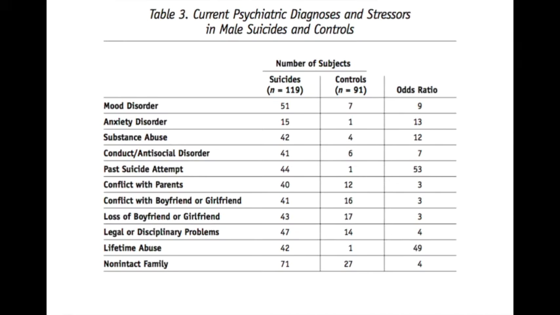Now examine the results in Table 3. According to this study, what are the 2 strongest risk factors for suicide in males? Having a prior suicide attempt is the strongest risk factor, with an odds ratio of 53. This result indicates that the odds of a previous suicide attempt was 53 times as large in males who committed suicide as in controls. Lifetime history of abuse was the second strongest risk factor, with an odds ratio of 49.